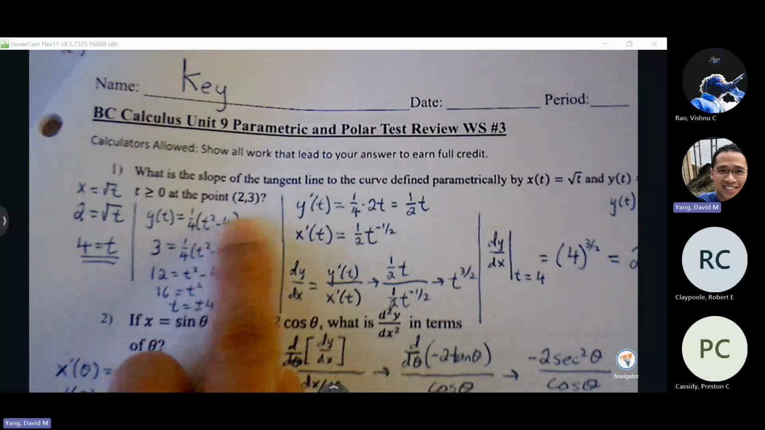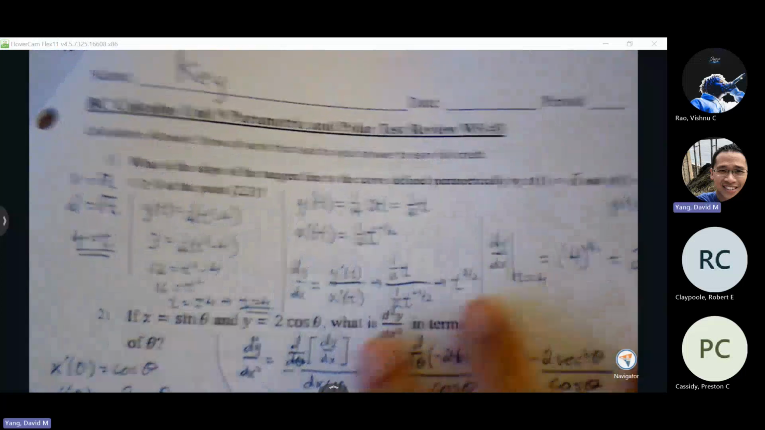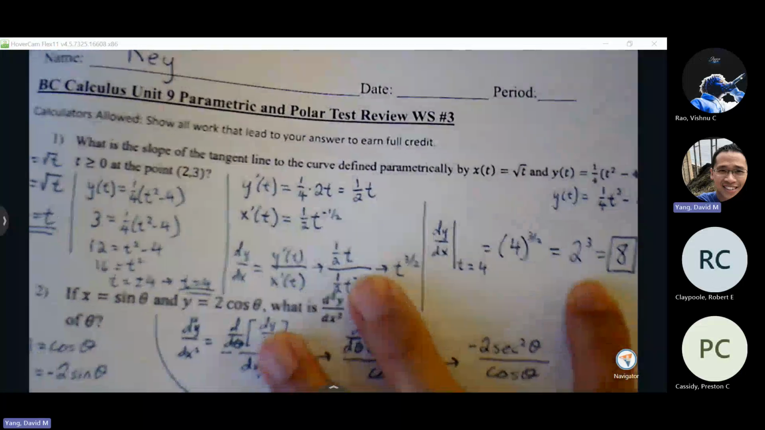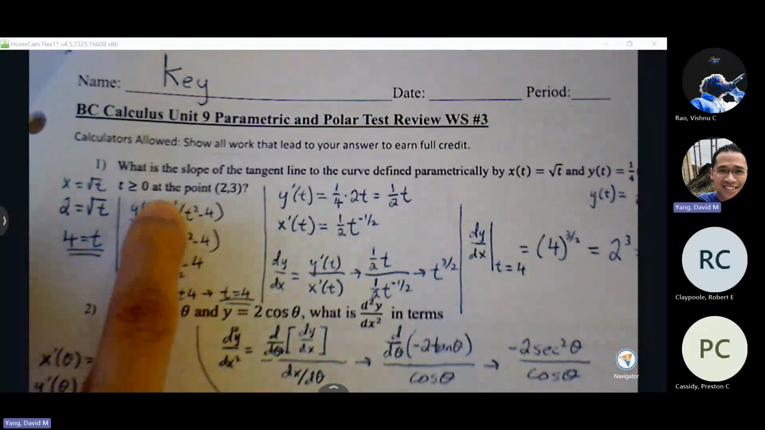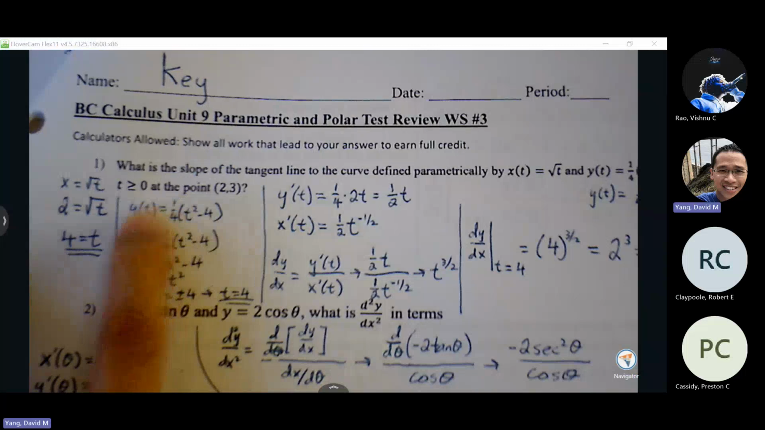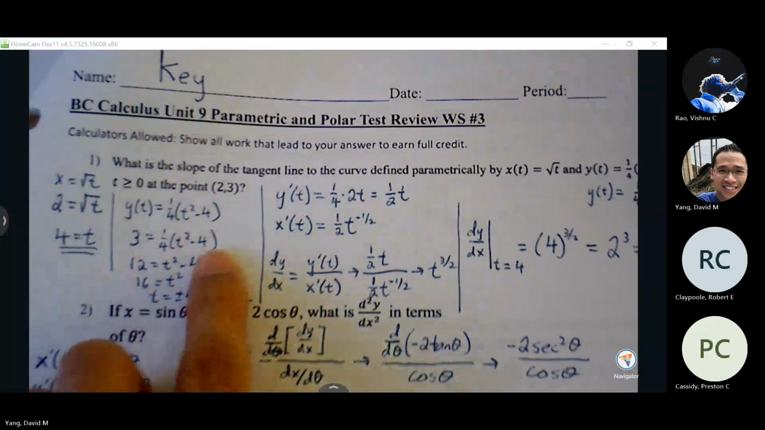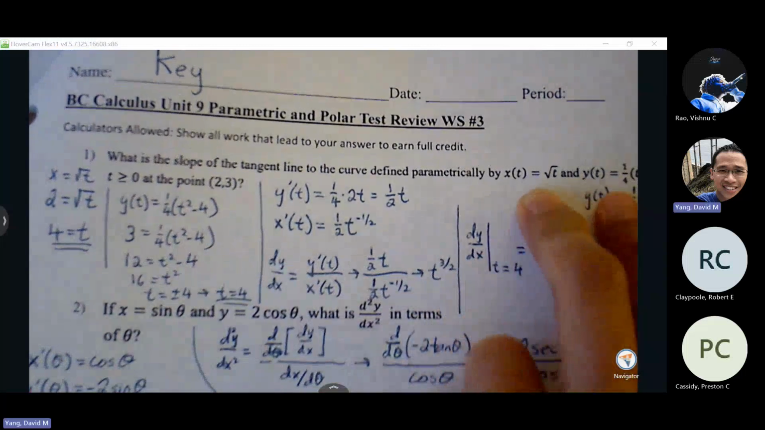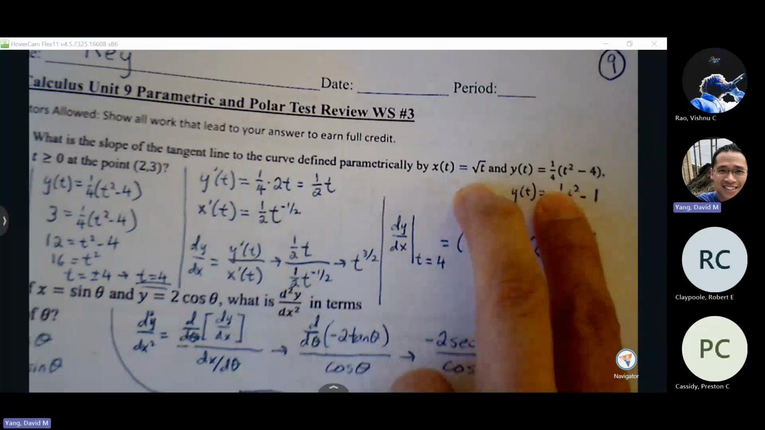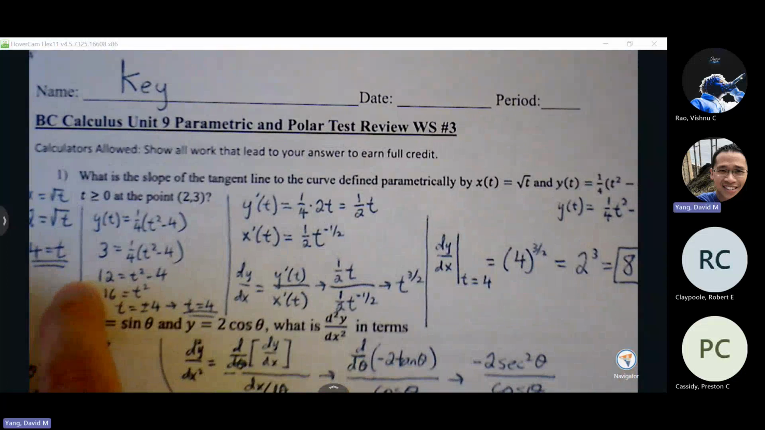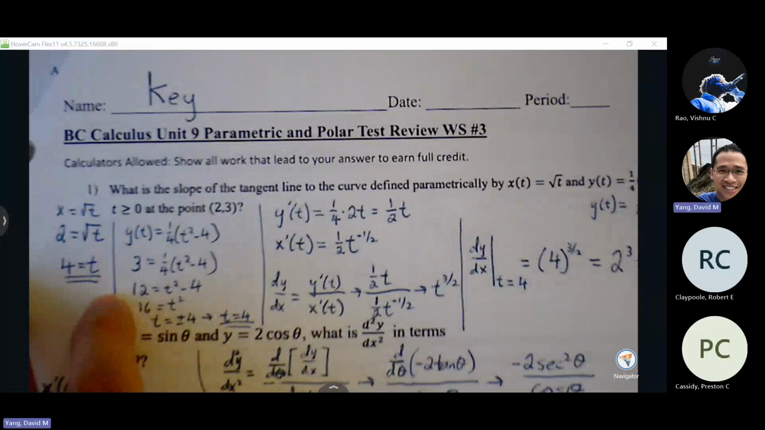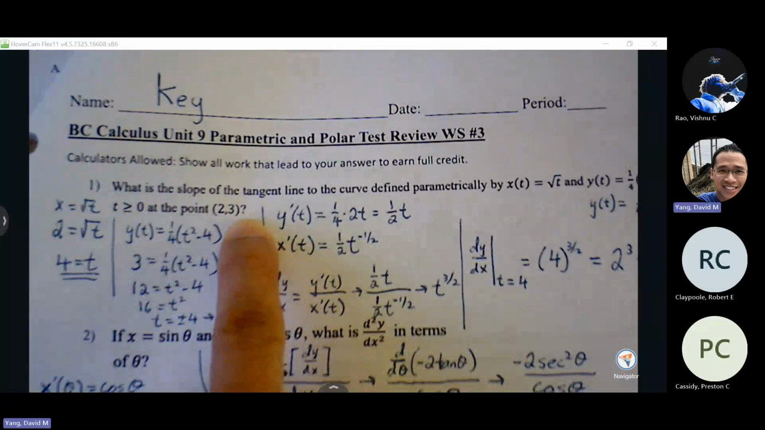So number 1, what is the slope of the tangent line to the curve given parametrically by x equals √t and y equals 1/4 t squared minus 4? So this is really about finding an ordered pair and finding the slope. We know the x and y equations. Actually, we already have our ordered pair here, x and y.